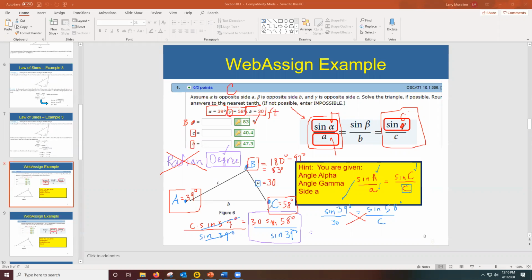And if you work this out on your calculator, I'm getting the answer 40.4269. But the rounding instructions, by the way, here we do have rounding instructions. The rounding instructions say just round to the nearest tenth. So the final answer for side C is 40.4.